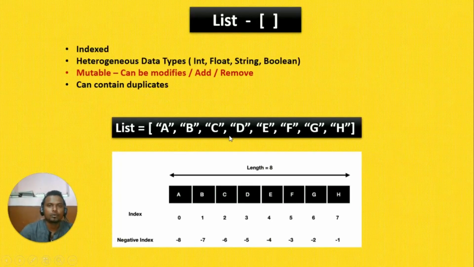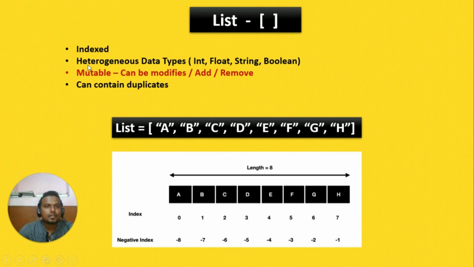When I talk about lists, a list is indexed like 0, 1, 2, 3 up to the last index of the list. Suppose I have 8 items in my list, I can call the first one the 0th index and the last one the 7th index. In the same way I can have negative indexing as well. The last index will be called the minus 1 index, followed by -2, -3.